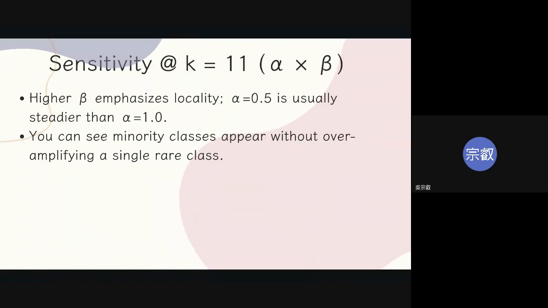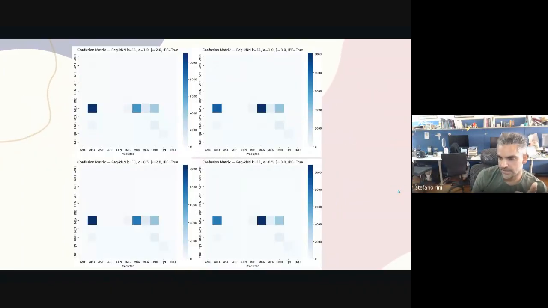With K equal to 11, a larger beta strengthens locality, so truly close neighbors carry more weight. When alpha is 0.5, it is usually steadier than alpha equal to 1.0, which can overcorrect ultra-rare classes. Net effect, minority recall rises without letting a single rare class dominate. Next page.